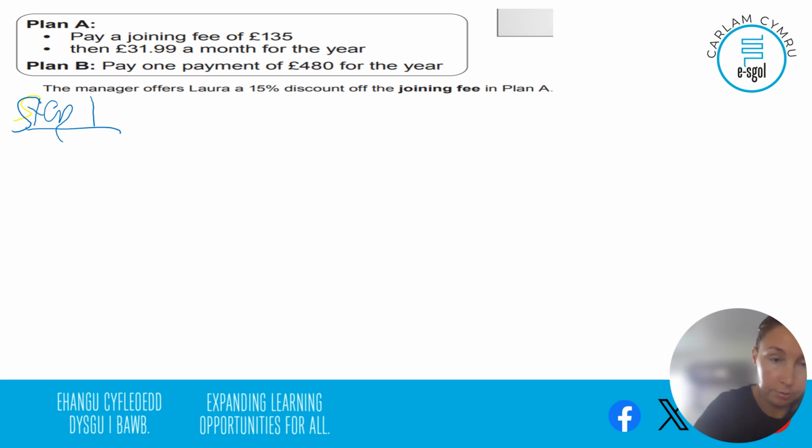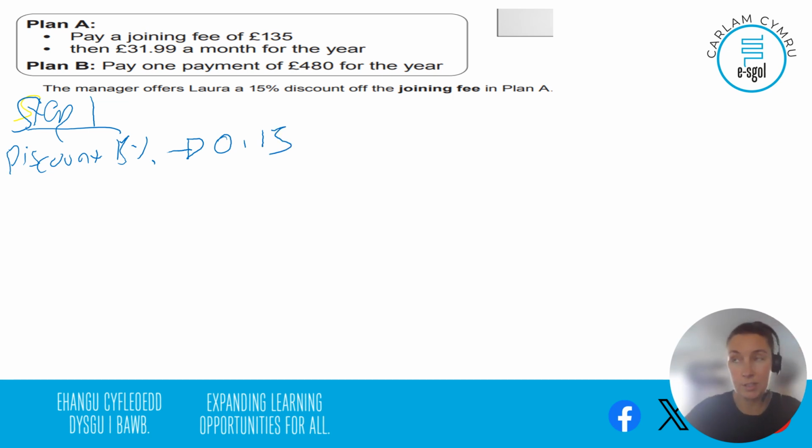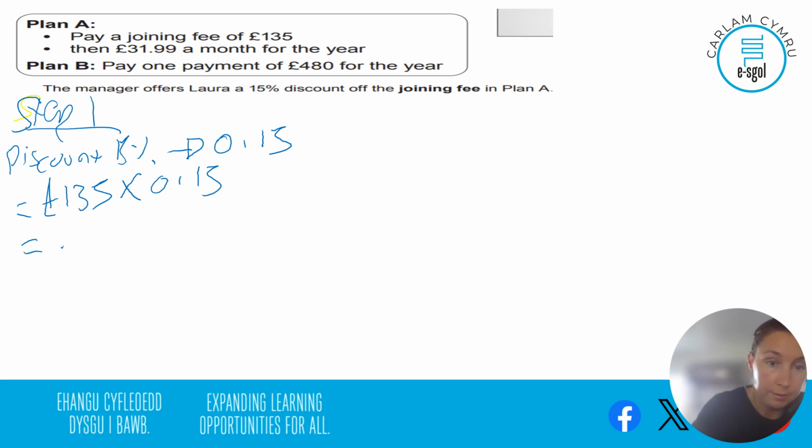Step 1. So to work out the 15% discount on a calculator, that's equal to 0.15. That's how you'd put 15% in on a calculator. So the sum you need to do on the calculator is the joining fee. Joining fee is £135. It says it above here for you. And you simply times that by 0.15. The answer you should get is £20.25. That's how much Laura will get off her joining fee with that 15% discount.